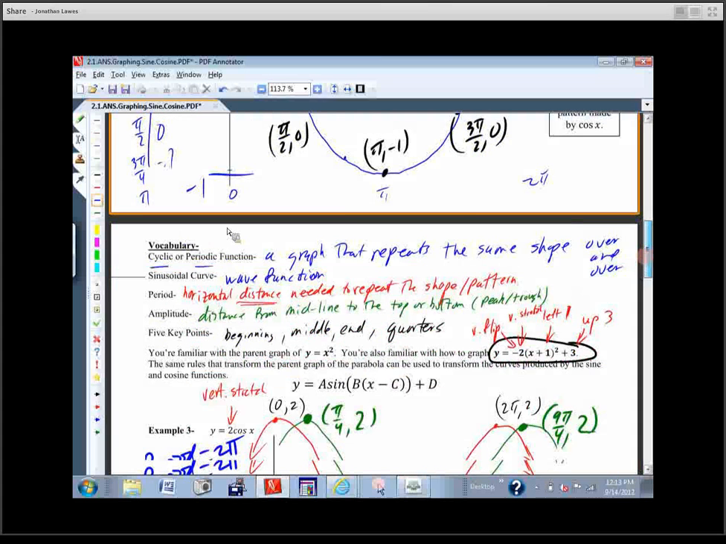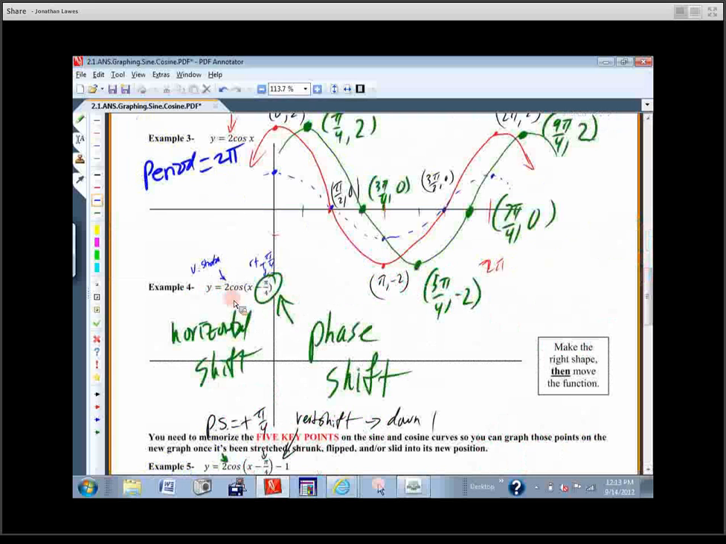Once I throw that 2 in front, what did it change? Okay. The amplitude on this one is 2. Remember, it's a distance. Both of these are going to be positive numbers because they're distances. This is the horizontal distance needed to repeat the pattern. This is just the difference from the midline up to a top or a bottom, to a peak or a trough. Any questions there?